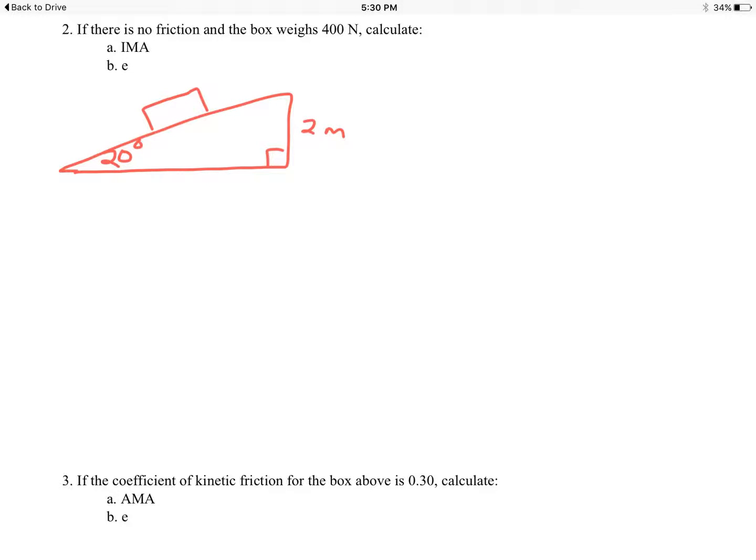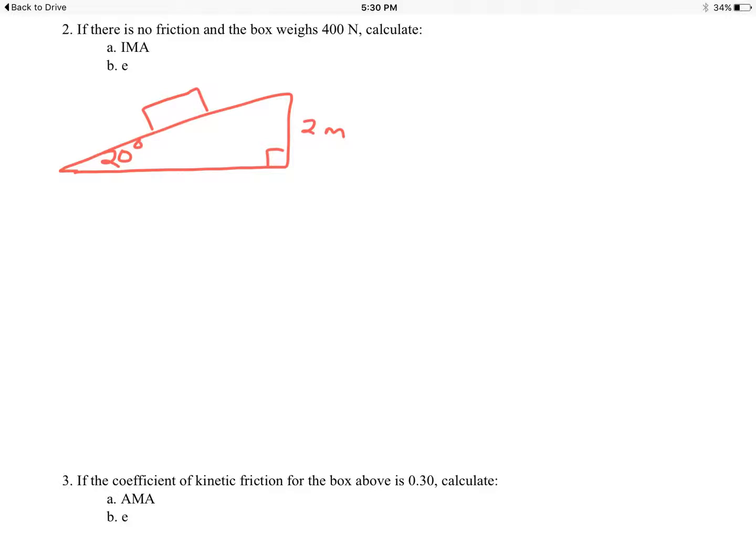Here we have a ramp, an inclined plane, that can be used for moving things into a truck. The ramp is 2 meters high. It's at an angle of 20 degrees, and we have a 400 Newton box that you're going to be pushing up the ramp here. Now we're going to find the IMA.